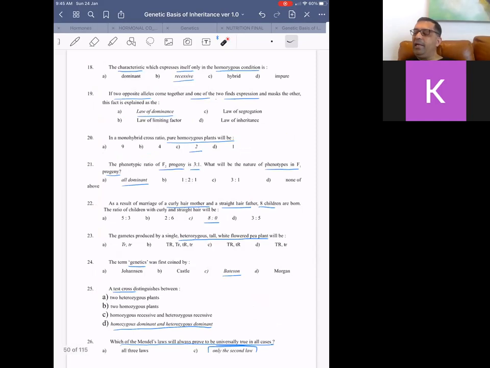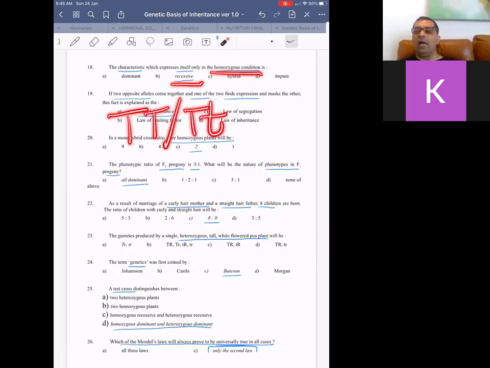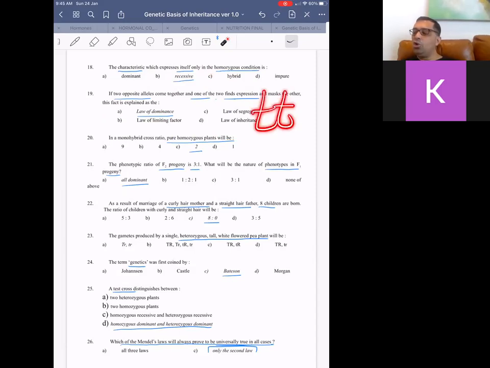Then the character which expresses itself only in homozygous condition is recessive. Tallness can be capital T capital T also, capital T small t also. Tallness appears in both. But dwarfness is only small t small t. So only in homozygous condition dwarfness will express, which means it's a recessive character.